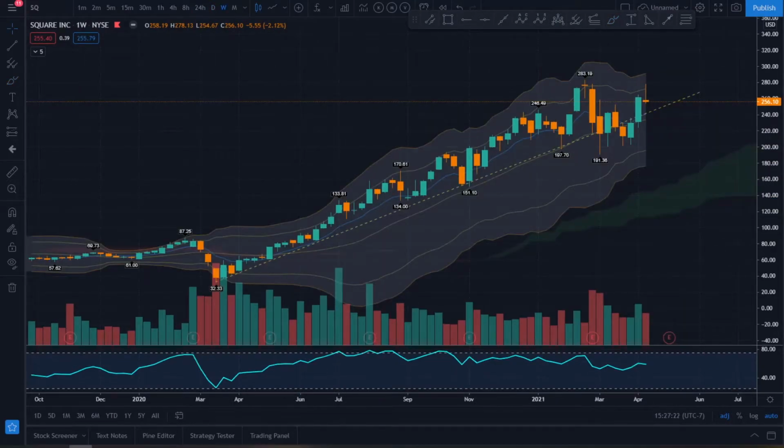And the third guideline we have to look at is the time frames. A trend line that's on the weekly or monthly is much stronger than a trend line that's on, say, the 5-minute or 15-minute.